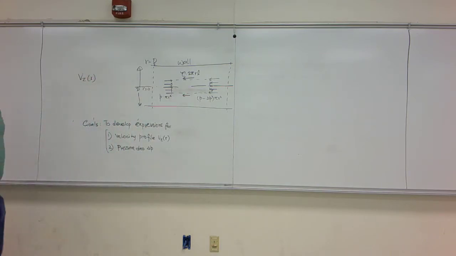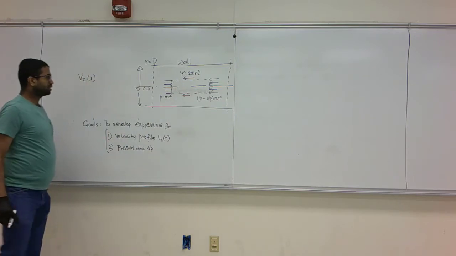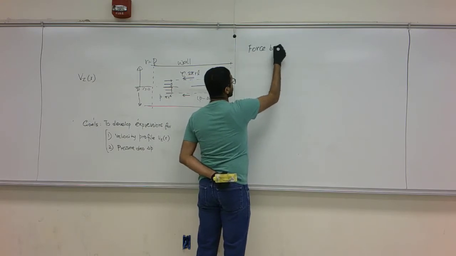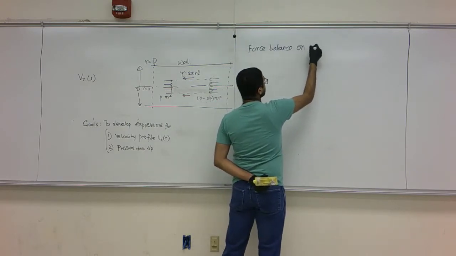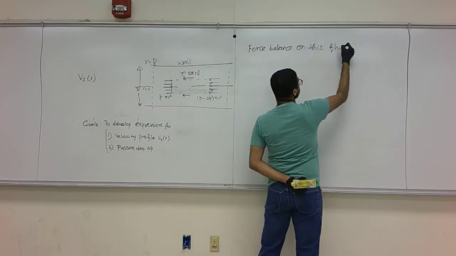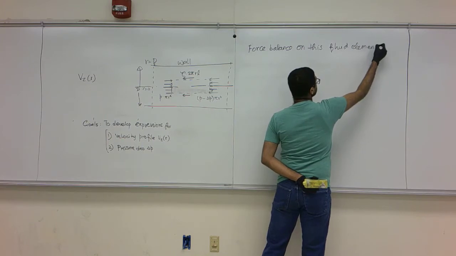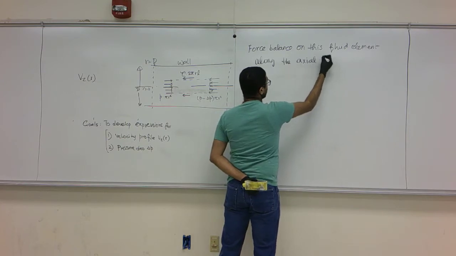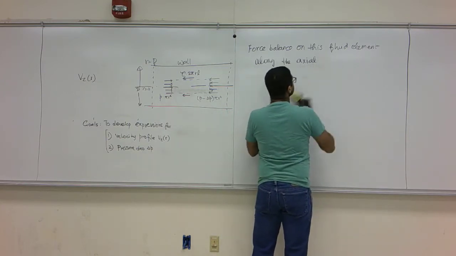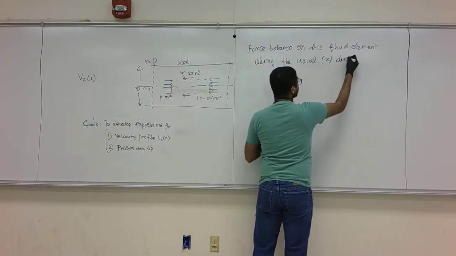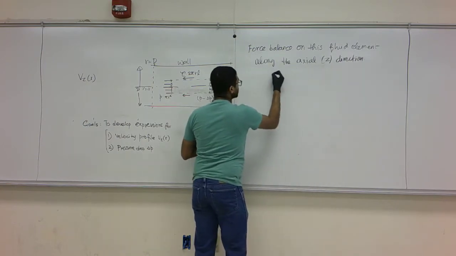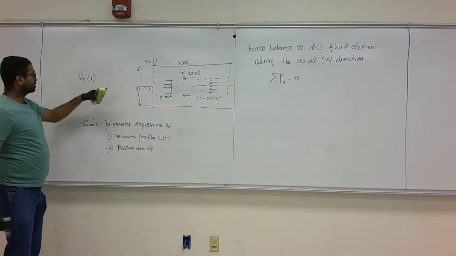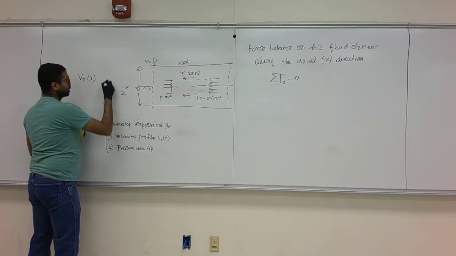So I have a fluid element, I have drawn the forces acting on the element, and now I want to do a force balance on this fluid element in the axial or z direction. That is, I want to write the sum of forces along the z direction is 0. So look at the picture. This is the z direction. This is the r direction.